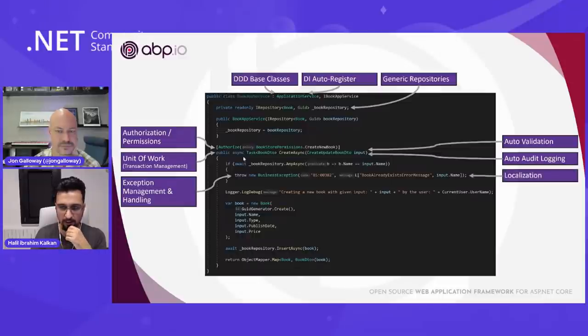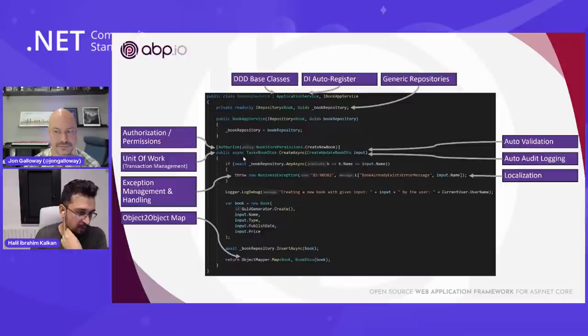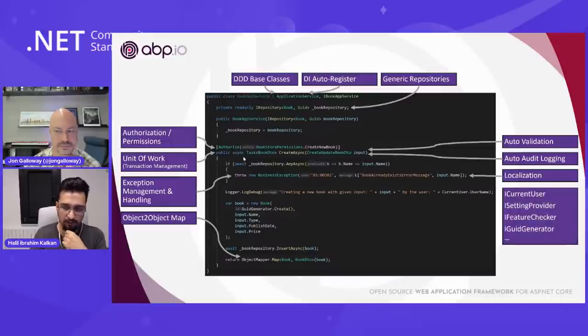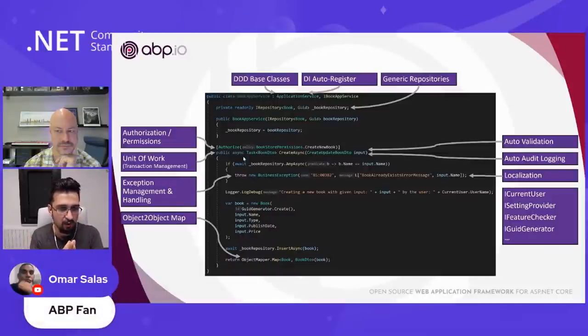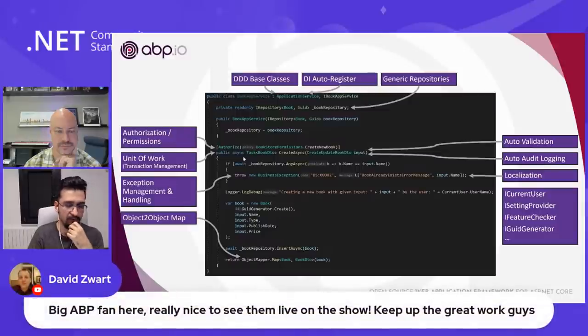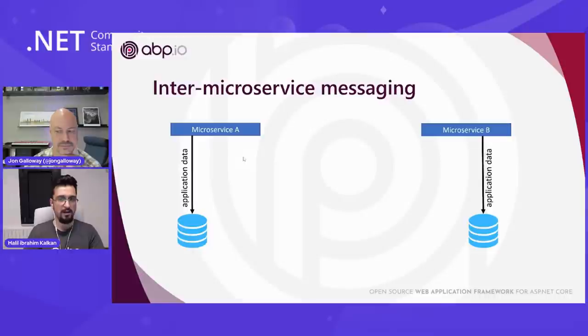I have already shown the localization system. It has an object-to-object mapping abstraction and works with the AutoMapper library by default. And there are a lot of common features that you can use in the application services. For such a small code, ABP actually makes it easier or completely automates a lot of repeating code.